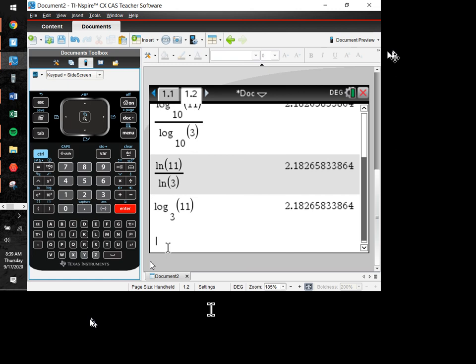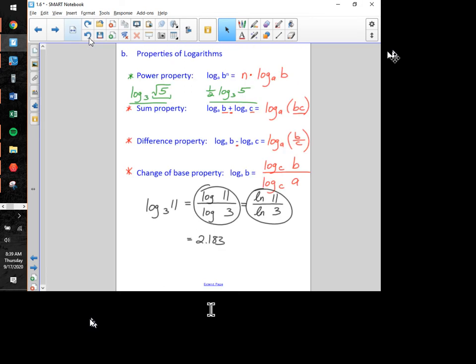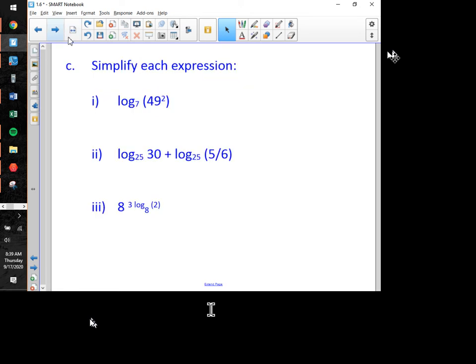Okay, so you can get the same answer in 3 different ways there. All right, like I said, this property, out of all 4 on this page, the change of base property is the least useful to us right now. You absolutely do not need to know that property moving forward. You still can't do it without a calculator, and you guys are going to be allowed to use your newer calculators that are out there.